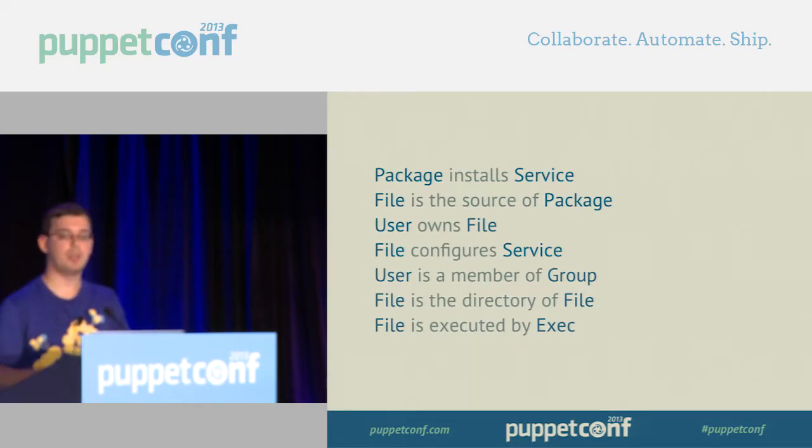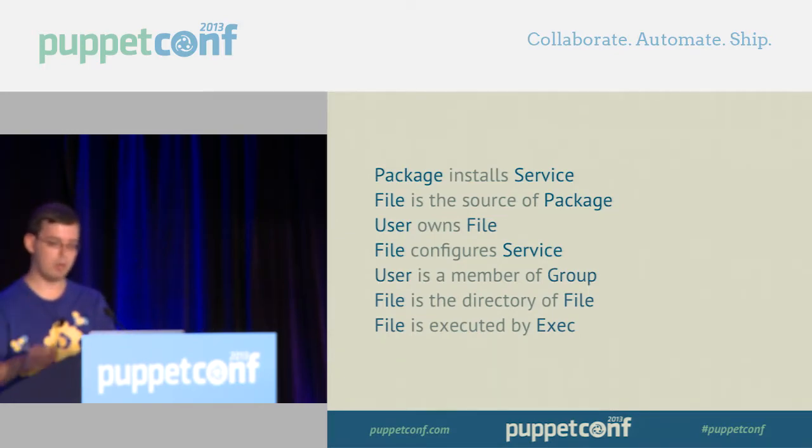And files are in the directory that another file is in. That has a lot of very specific meaning that gets completely thrown away, and all we know is do this one first and then that other one. Or a file is the command that's executed by an exec resource, or a file is created by an exec resource and is the command of another exec resource.